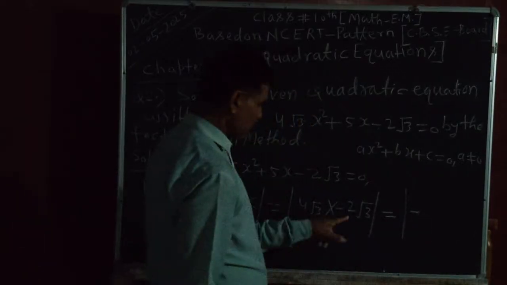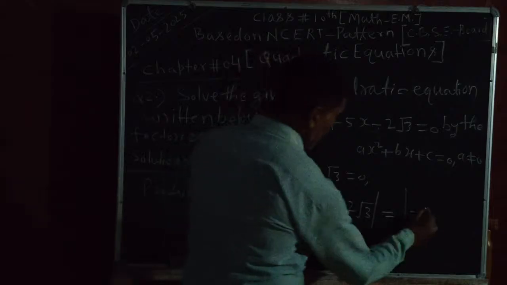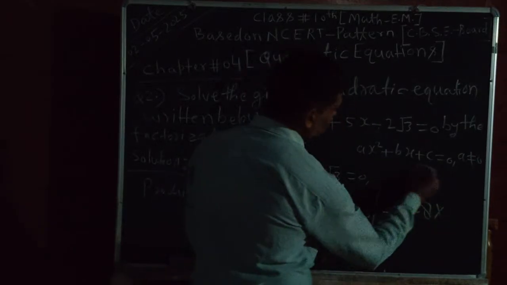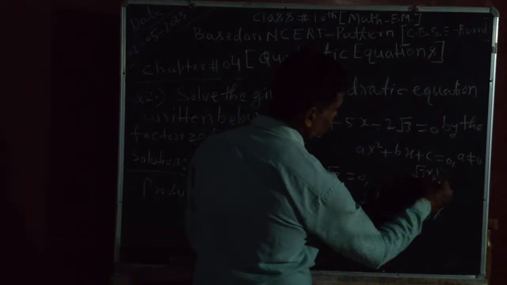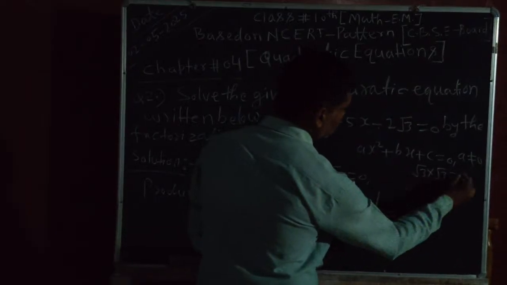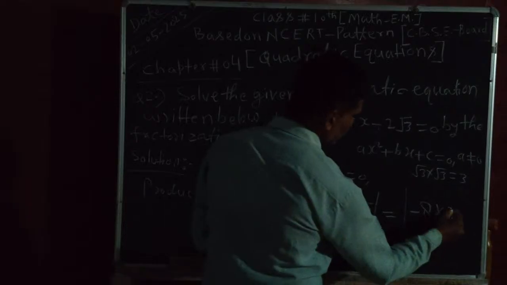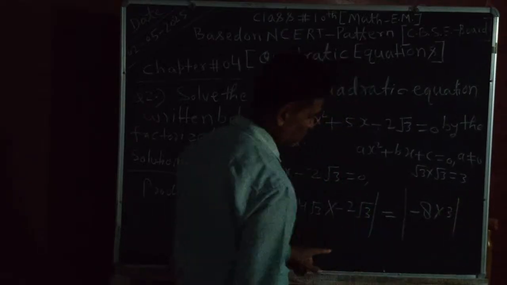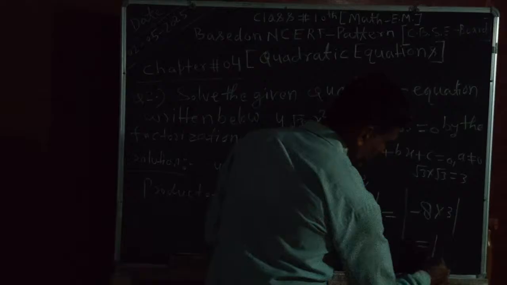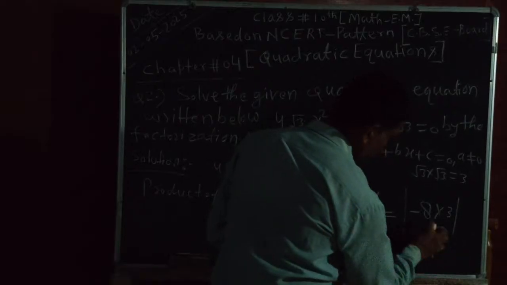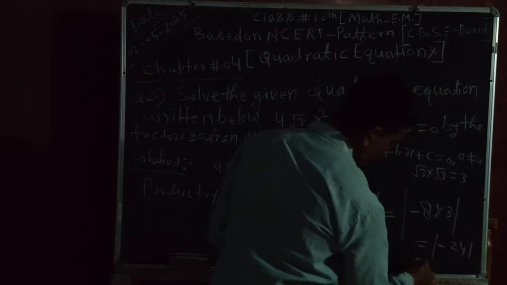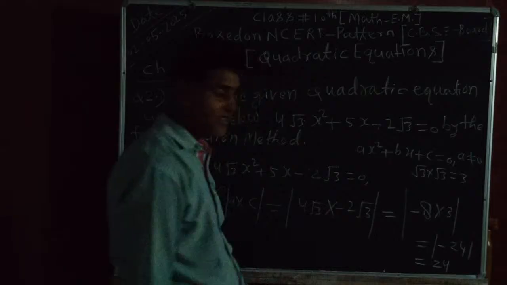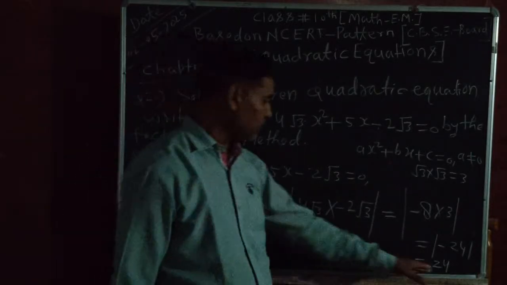Now 4 into 2, 8, I will write 8, and root 3 into root 3. You know very well root 3 into root 3 will be 3. In the previous chapter I already discussed this topic. Okay student, so 8 threes are 24. So after modulus I will write here 24. Okay student, it is clear.